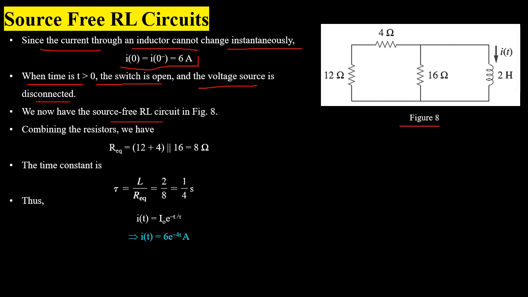Now in the given circuit, the 4 ohm and 12 ohm resistors are in series, which will give us an equivalent of 16 ohm resistance, and this 16 ohm resistor will be in parallel to another 16 ohm resistor. So both will give us an equivalent of 8 ohm. Now the time constant tau will be equal to inductance divided by R equivalent and will have a value of 1/4 seconds. Now using equation 3, the current through the inductor will be equal to I0 e^(-t/tau), and substituting the values, the current through the inductor will be equal to 6 e^(-4t) amperes.